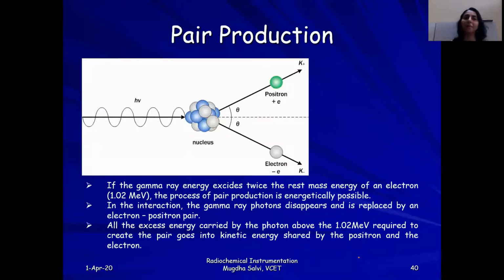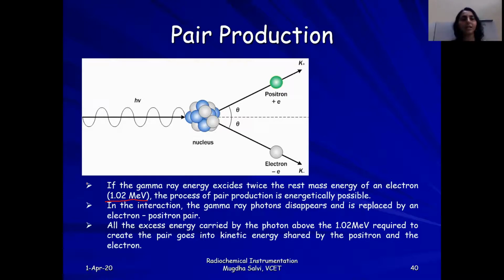The next is pair production. Now this occurs at very high energies. If the gamma ray energy exceeds twice the rest mass of an electron, that is, it exceeds 1.02 mega electron volts, twice of it, the process of pair production is energetically possible.